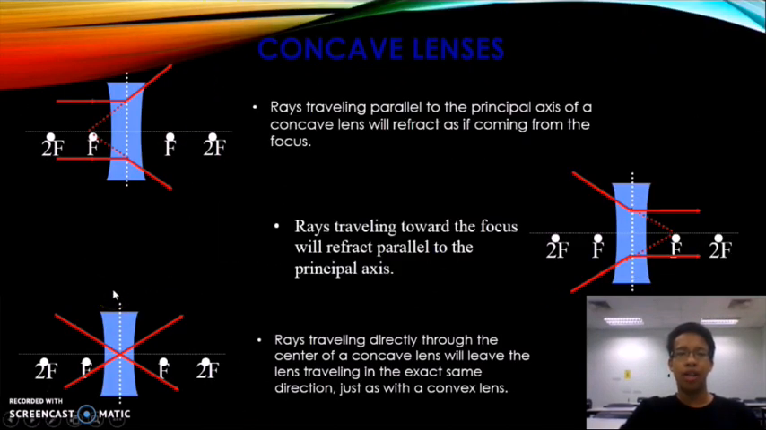Next, we talk about the concave lens. A ray traveling parallel to the principal axis of a concave lens will refract as if coming from the focus. A ray traveling toward the focus will refract parallel to the principal axis. A ray traveling directly through the center of a concave lens will leave the lens traveling in the exact same direction, just as with a convex lens.